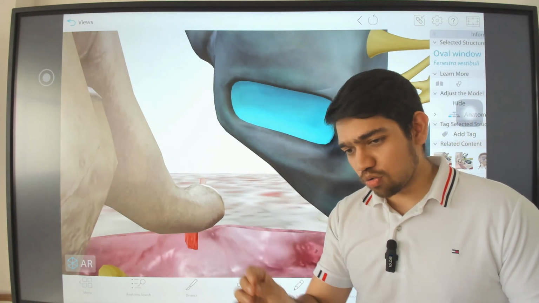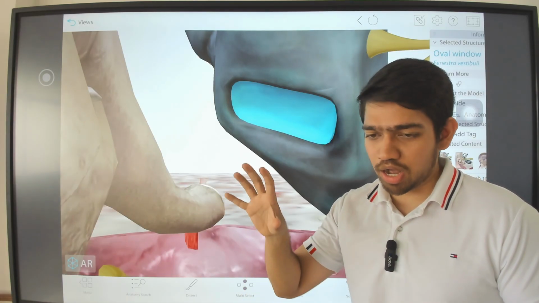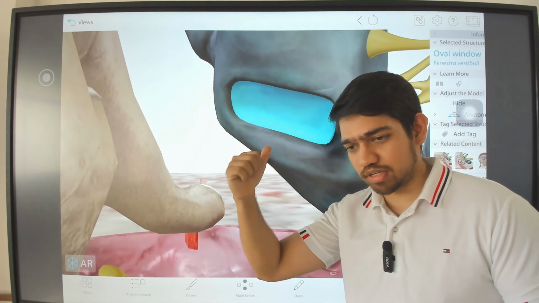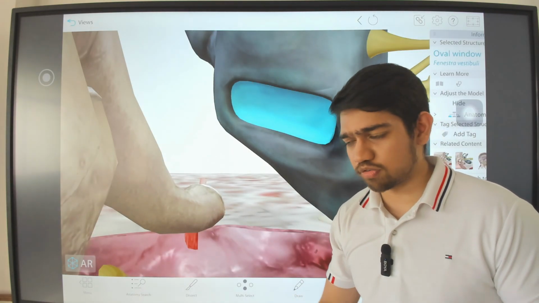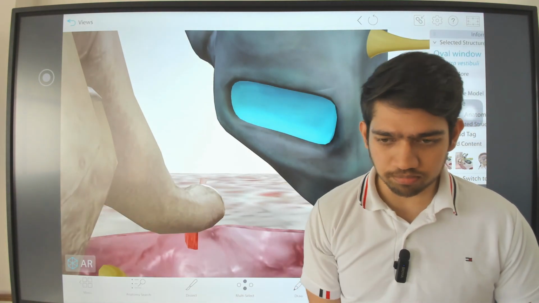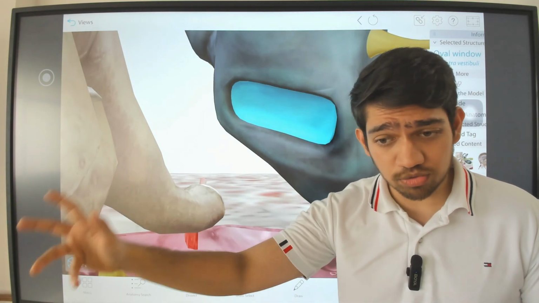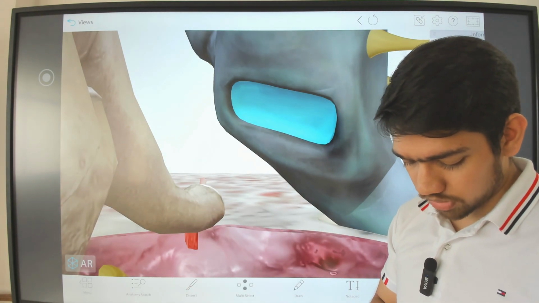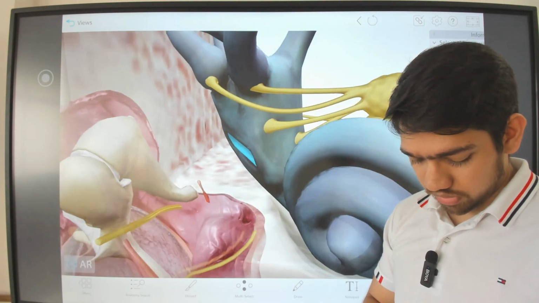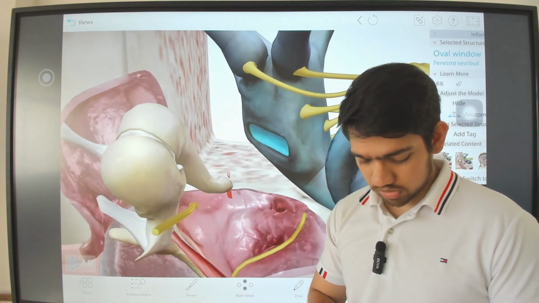Sound waves are going to enter the inner ear through this oval window. Always remember, sound waves enter through the oval window. Got it? Then we will look at the different inner workings of this vestibule.